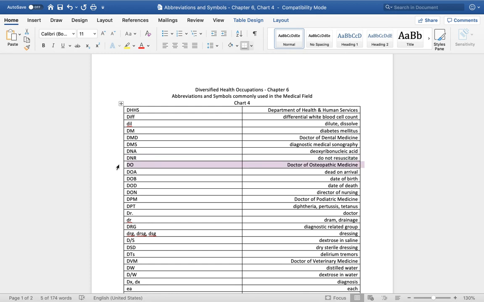Okay. A DO, this is a doctor of osteopathic medicine. When students that are graduating from their undergraduate program and they're applying to med school, they can apply to an MD program, which is a medical doctorate, or they can apply to a DO program. They're kind of tomato, tomahto for the most part. There's only a handful of differences between the two programs, but ultimately they're both able to do the same thing.